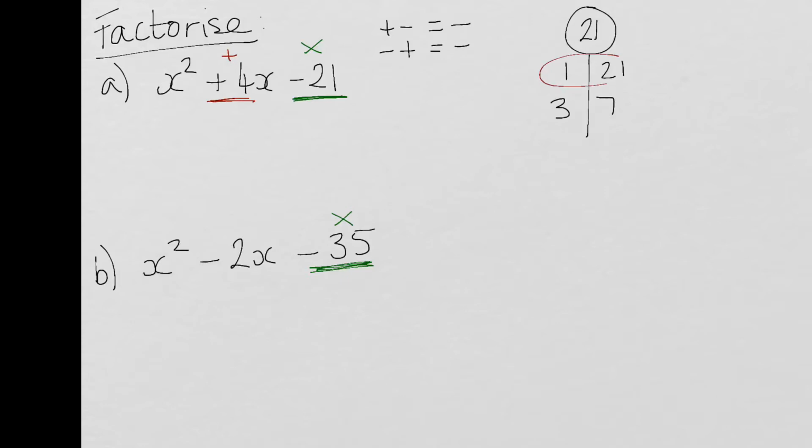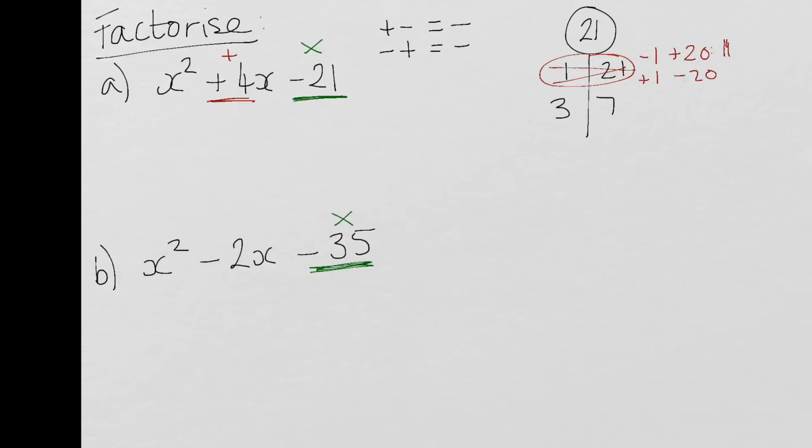Now, 1 and 21, there is no combination that I can have that will get me to positive 4. I can have 19 or negative 19. Those are the only answers I can get from that. So it's not going to be that first set. Let's try the 3 and the 7.